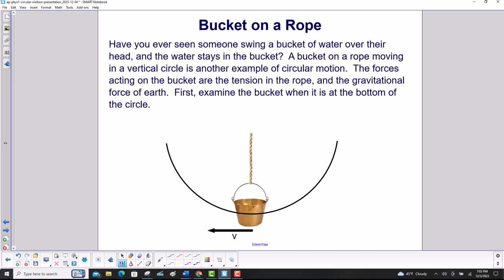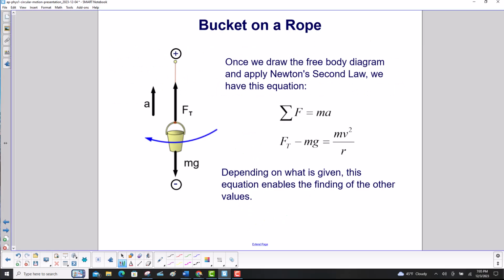Have you ever seen someone swing a bucket of water over their head and the water stays in the bucket? A bucket on a rope moving in a vertical circle is another example of circular motion. The forces acting on the bucket are the tension in the rope and the gravitational force of the earth. First, examine the bucket when it is at the bottom of the circle. Once we draw the free body diagram and apply Newton's second law, we have the sum of the forces is ma. We've got tension in the up direction, which is positive, just like the acceleration, and gravity is down, so that's negative. Depending on what is given, this equation enables the finding of the other values.